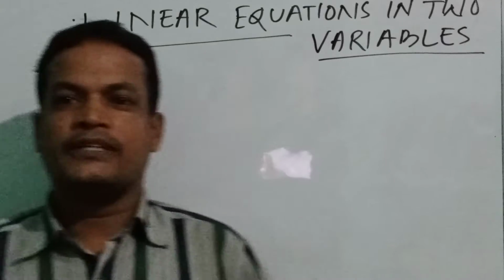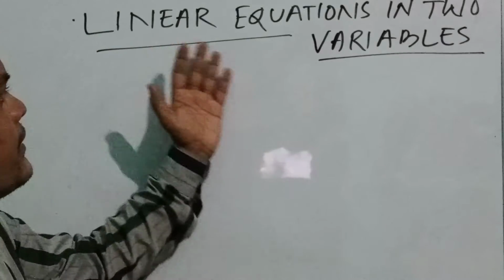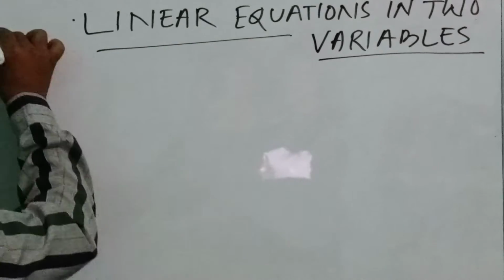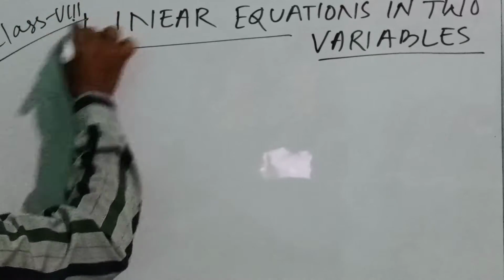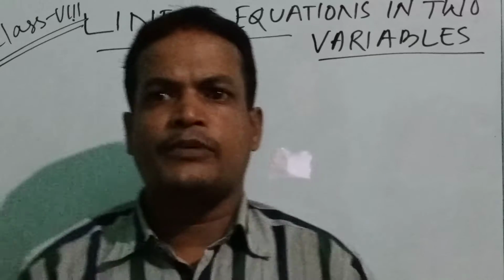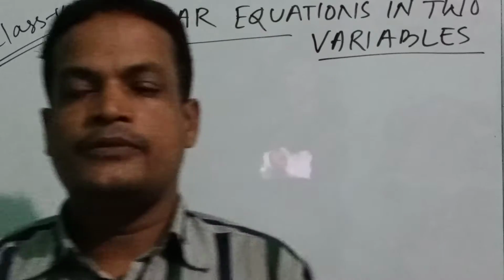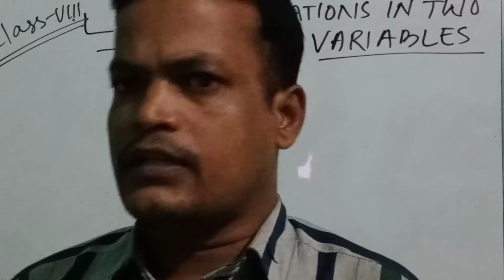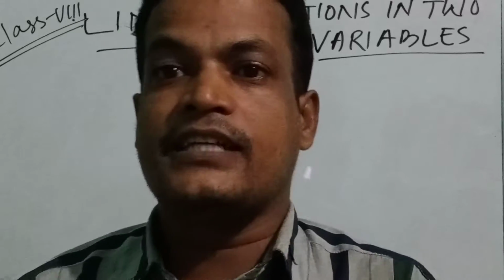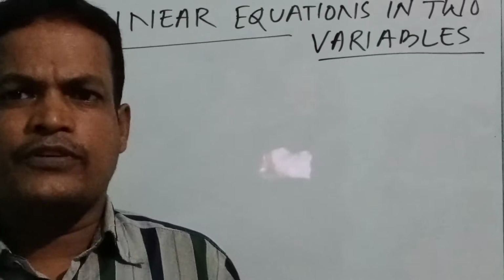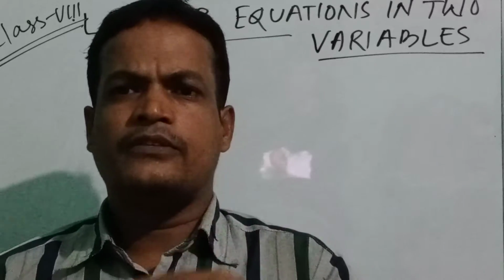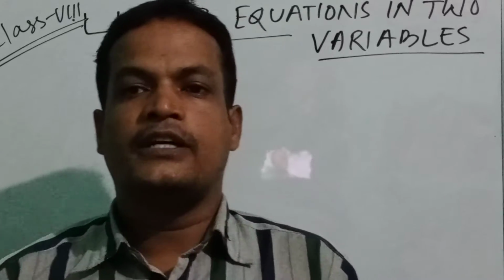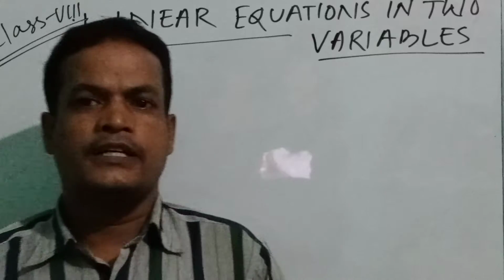Good morning, children. Today we are going to discuss linear equations in two variables, class 8 mathematics. In this class, we are going to talk about what is an algebraic expression, what is an algebraic equation, what is a linear equation, quadratic equations, what is a linear equation in a single variable, and a linear equation in two variables. Let us see.